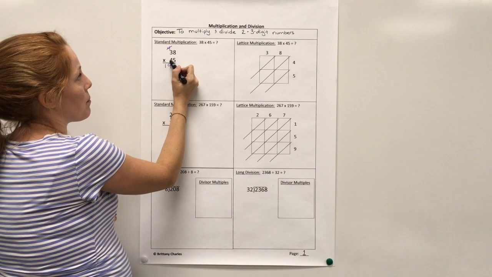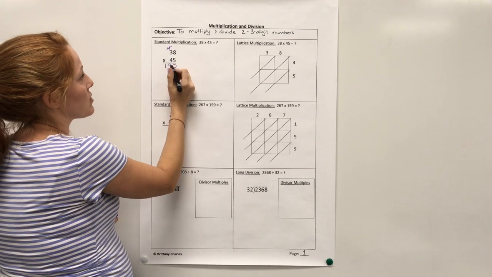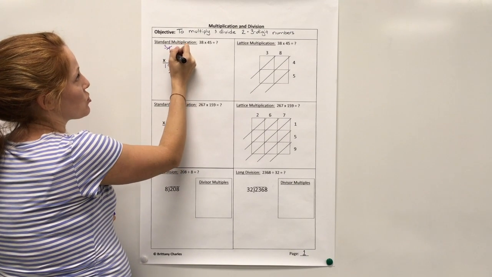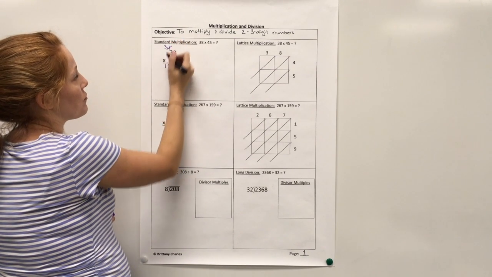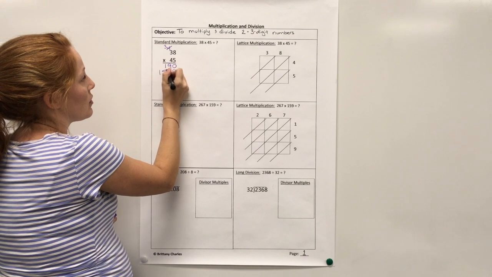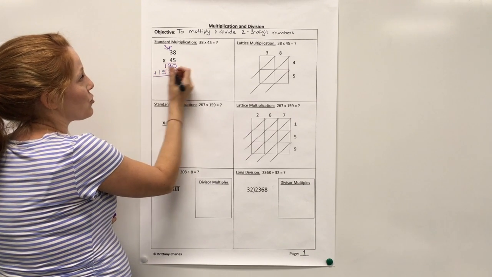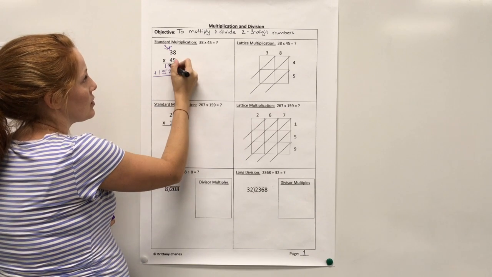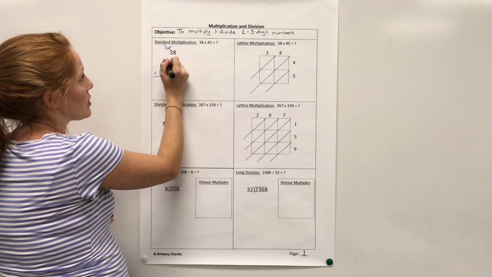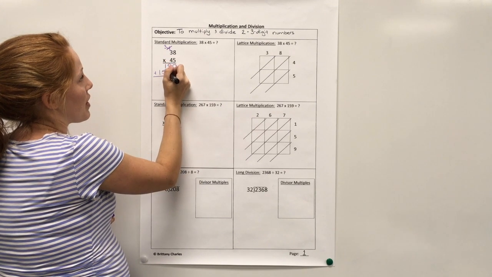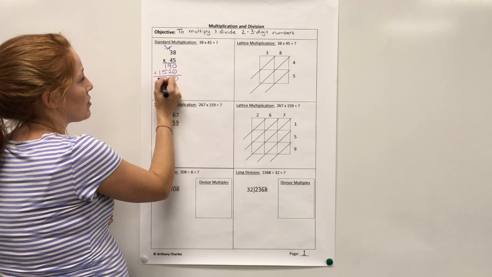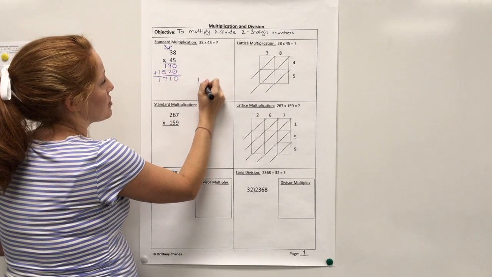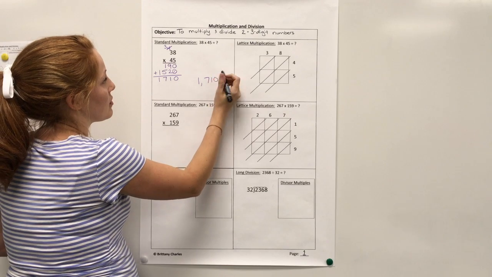Now we're going to do the 4, so 4 times 8 is 32. And 4 times 3 is 12, 13, 14, 15. Now we're going to add, make sure you line up your digits very carefully. So we have 0, 9, 10, 11, carry the 1, 5, 6, 7, and 1. So our answer is 1,710.